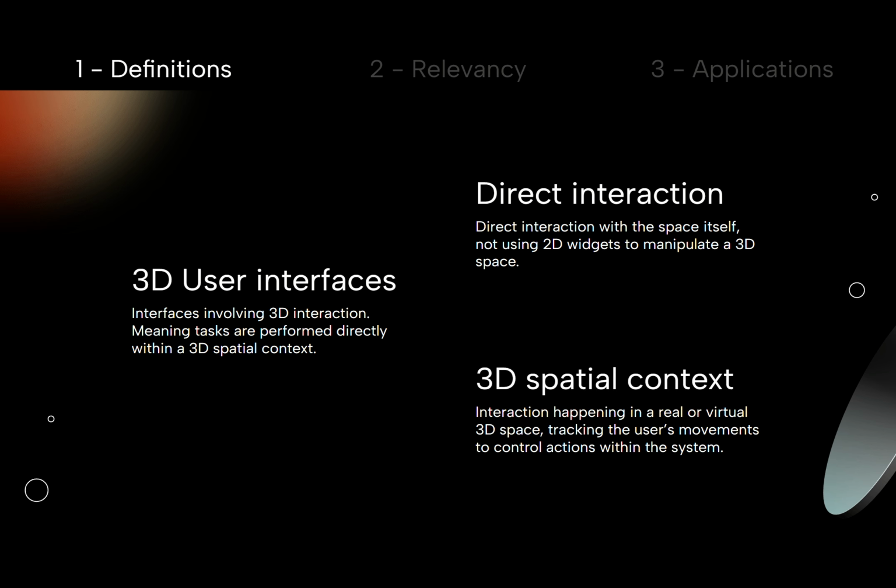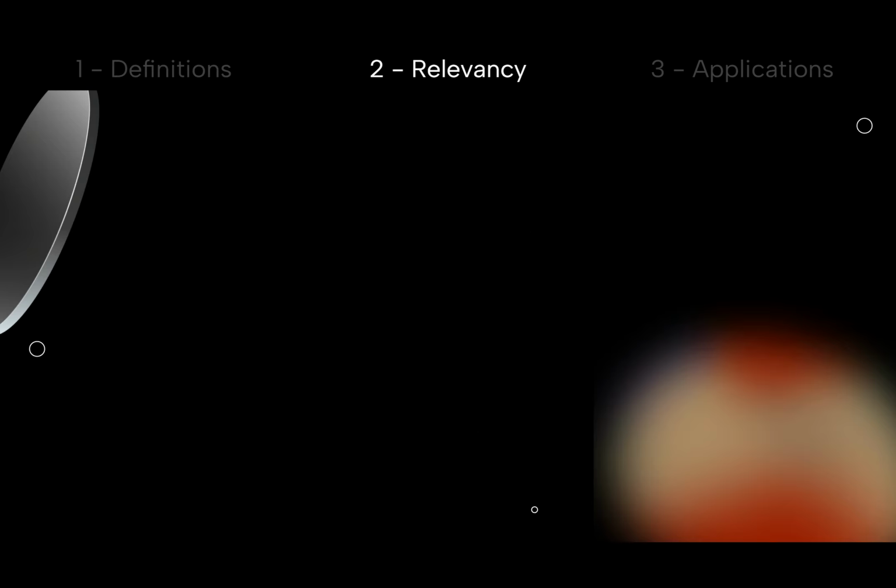And then the third one is 3D spatial context. So this interaction happens in real or virtual 3D space, tracking the user's physical movement like body gestures or device orientation to control actions within the system. Now that we've quickly introduced the subject with the definitions, we can talk about the relevancy of 3D user interfaces, like why are they relevant in modern technology.